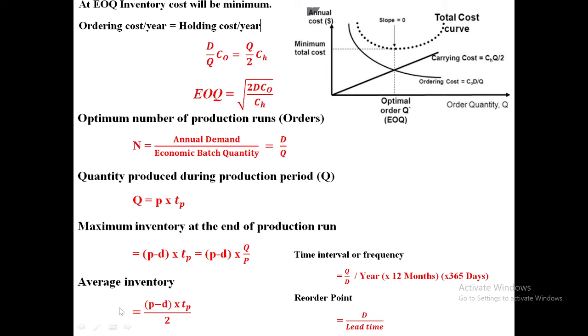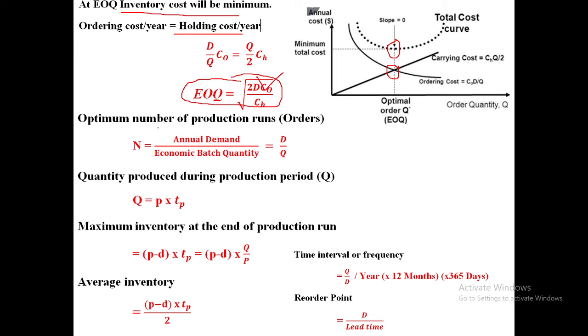In this model the EOQ inventory cost will be minimum. At this point the EOQ is minimum, so the ordering cost is equal to the holding cost. So EOQ equals square root of 2D C naught by CH, as we already saw in the previous model 1, with ordering cost, carrying cost and demand.